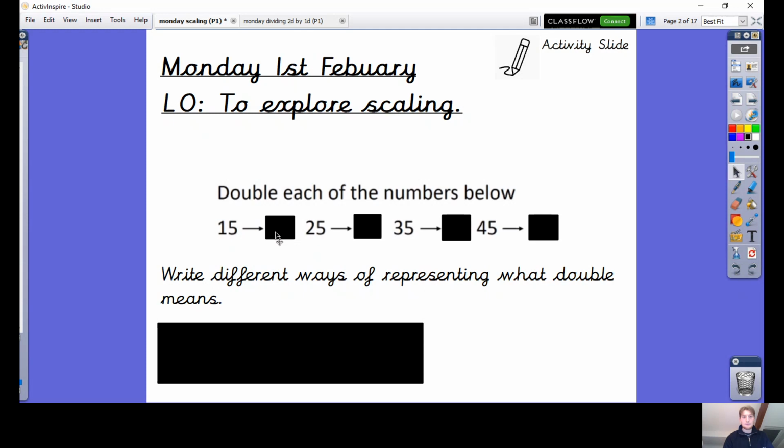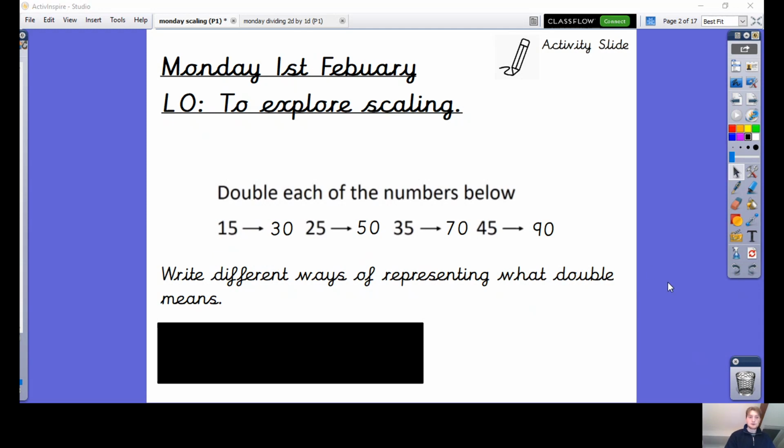Okay, right, let's go through the answers then. So, double 15 is 30. 15 times 2 is 30. Double 25 is 50. Double 35 is 70. And double 45 is 90. Well done if you've used partitioning for this. That's quite a simple way of working it out. Anyway, well done if you did it in your head as well. Fantastic if you've done that.